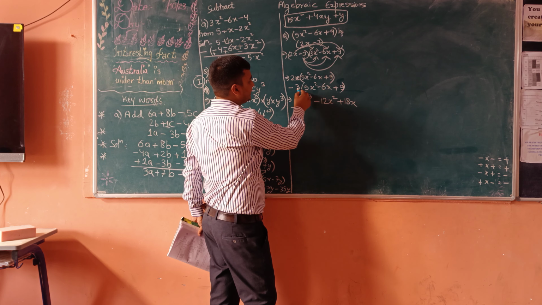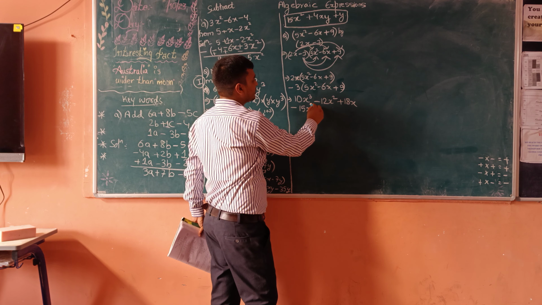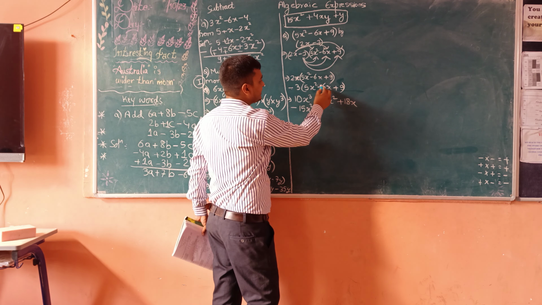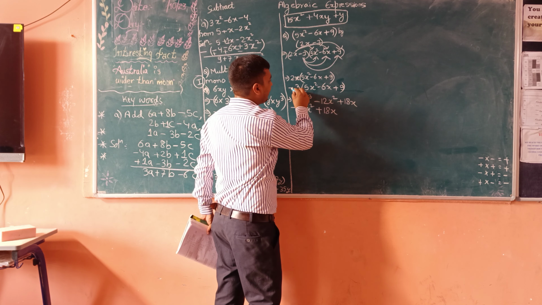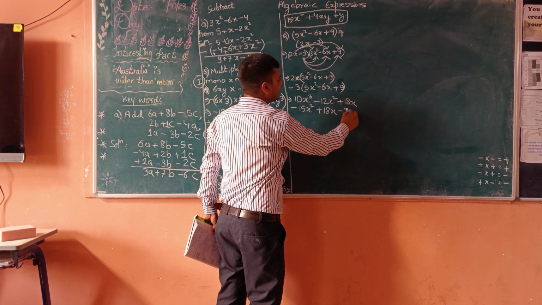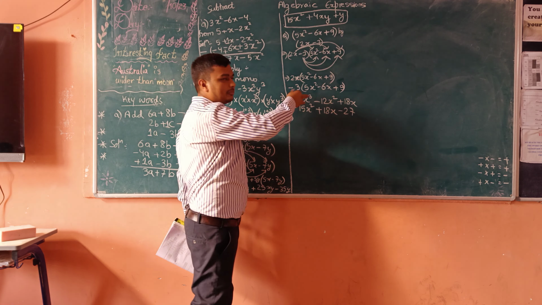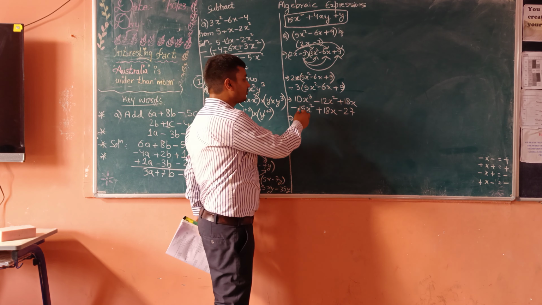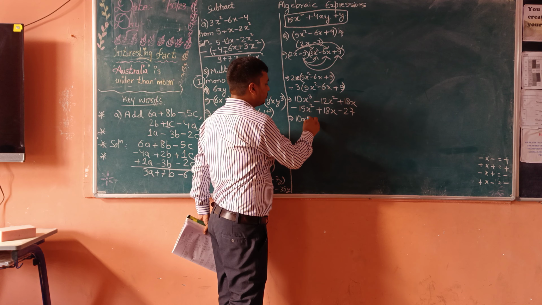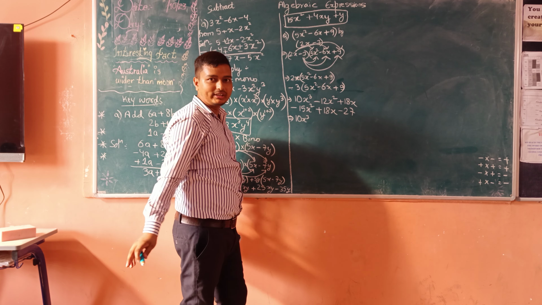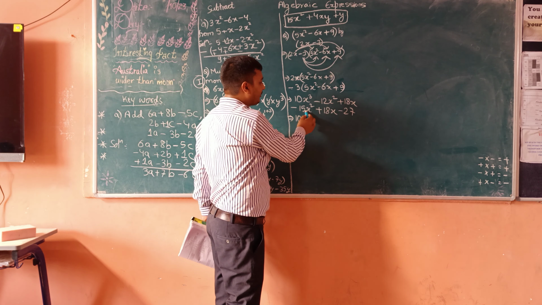Next again in the second, 3 fives are 15x square. Minus into minus is plus, 6 threes are 18x. Minus into plus is minus, 3 nines are 27. Now again apply the same logic. Like terms we add, unlike terms we cannot add. 10x cube, sir, x cube is not there, I cannot do anything. Next, minus 12x square, minus 15.